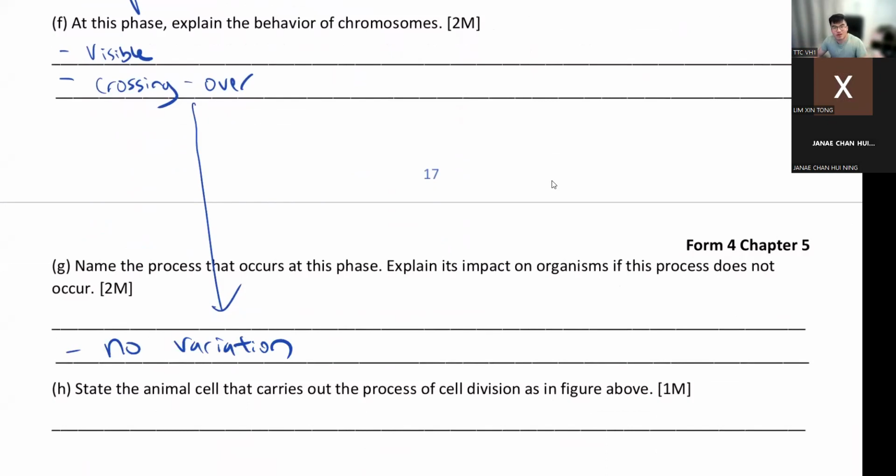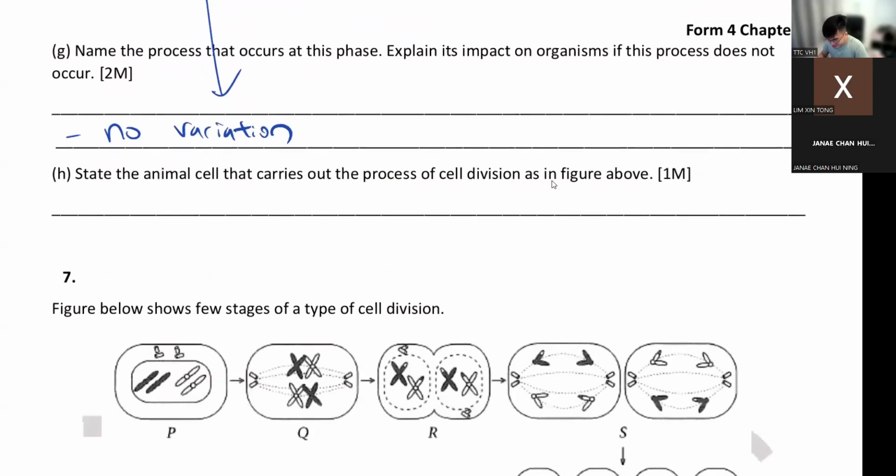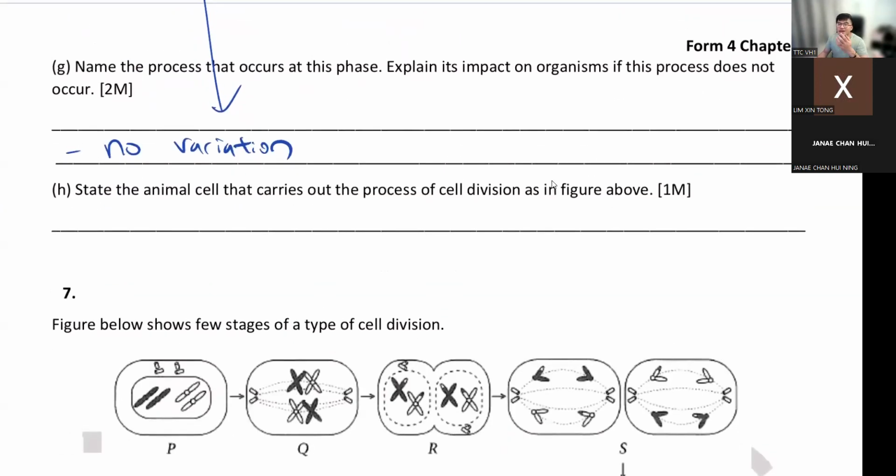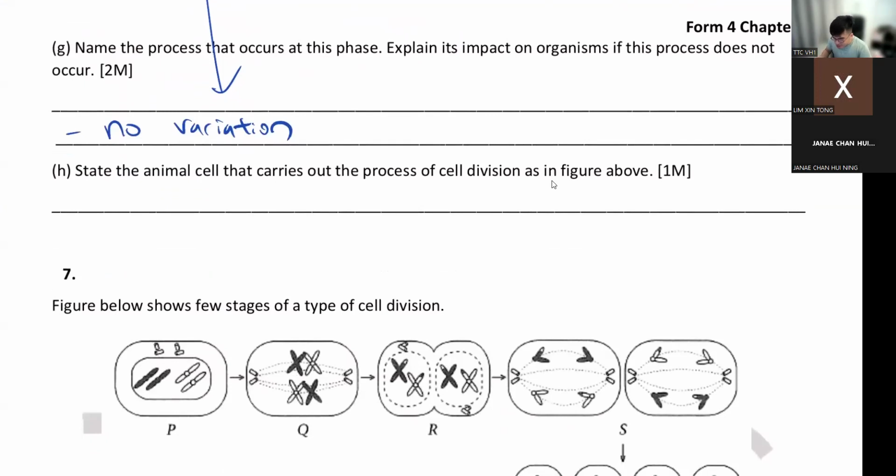Just like in your mitosis, any shuffling, any crossing over in mitosis? No. So any variation in mitosis? No. No shuffling, nothing. Okay, easy. Just like what I said, when you come to exercise, you might say, sir, this is a bit hard. That's why I'm showing you how to do it. But it's not really that hard.